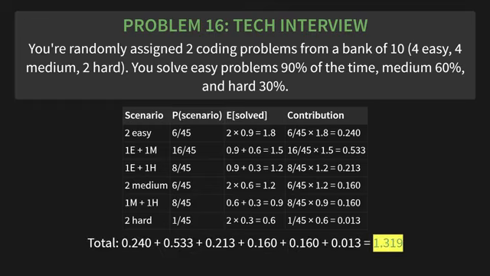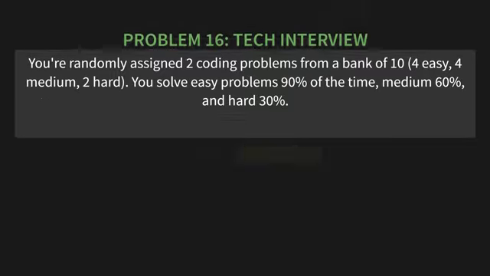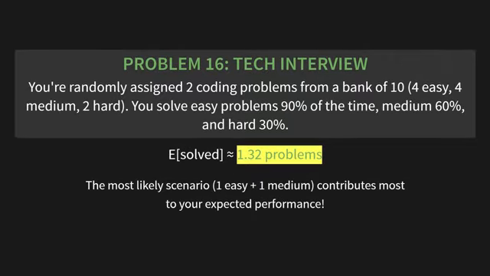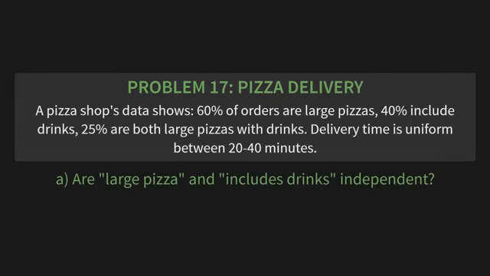The final answer? You expect to solve about 1.32 problems on average. That's right, even though you're a coding wizard who crushes easy problems 90% of the time, the mix of difficulties brings your average down to just over one problem solved. Here's the beautiful insight. This number, 1.32, perfectly captures the challenge of technical interviews. It's not just about your skill level. It's about the luck of the draw, the problem difficulty distribution, and how those interact with your abilities. And now, you can calculate exactly what to expect.